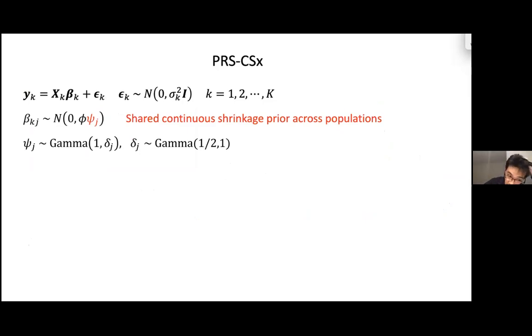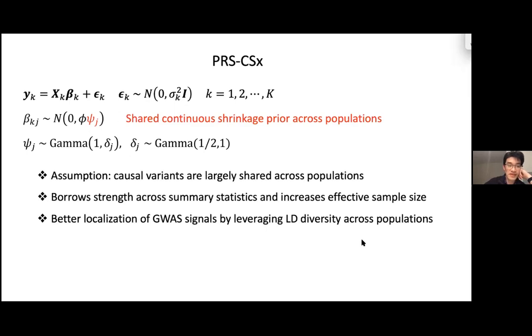So we have been working on this method called PRS-CSx, which is a very simple extension of the PRS-CS framework. To model existing non-European GWAS, we assume that we have data from K different populations. We still use this continuous shrinkage prior to model SNP effects, but this time the prior is shared across populations. These shrinkage parameters do not depend on k, the index of population, so they are shared across populations. To use this coupled prior, we have implicitly made an assumption that causal variants are largely shared across populations. We think this is reasonable given that many recent studies have estimated the trans-ethnic genetic correlations for many complex traits and diseases to be moderate to high.